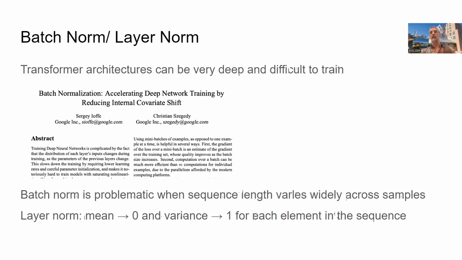For these, we're just going to look at each sequence on its own, look at all the different amino acids in the protein chain and say, okay, here I'm going to set the mean to 0 and the standard dev to 1 within the sequence. And so that's called layer norm.